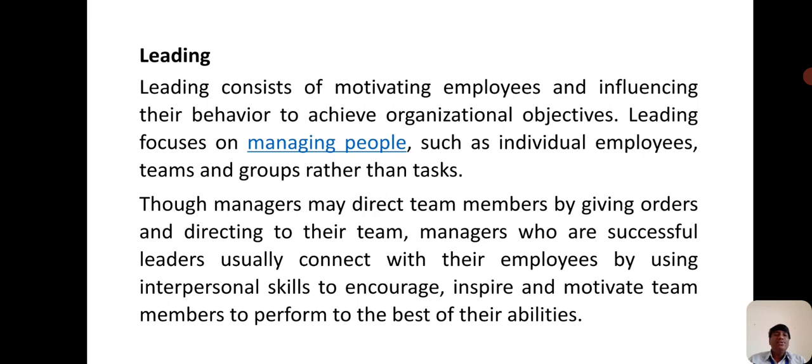Then, though the managers may direct the team members by giving orders and directing their team, managers who are successful leaders usually connect with their employees by using interpersonal skills to encourage, to inspire, to motivate the team members to perform to the best of their abilities.